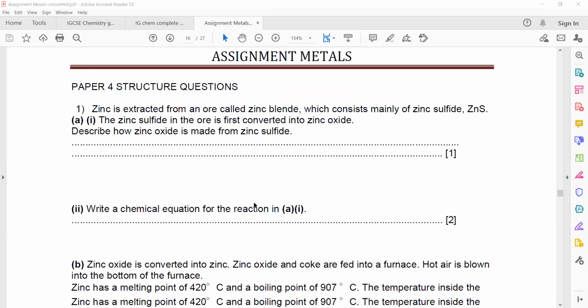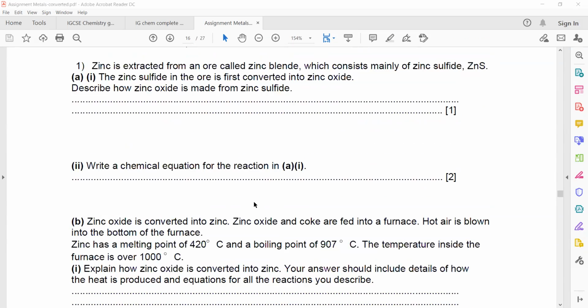Is it clear? The extraction of zinc is also done in a blast furnace so that the temperature is higher and the reaction can occur. At low temperature or room temperature, this extraction cannot be done. Any doubt in this?